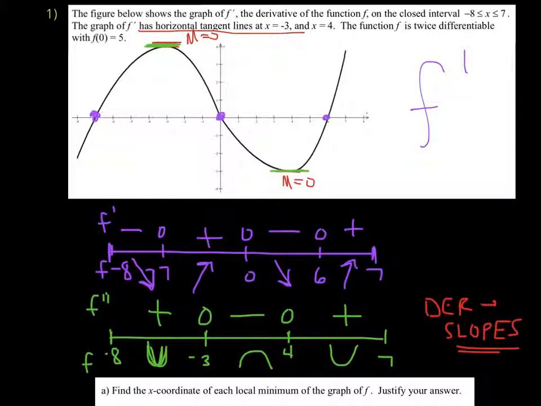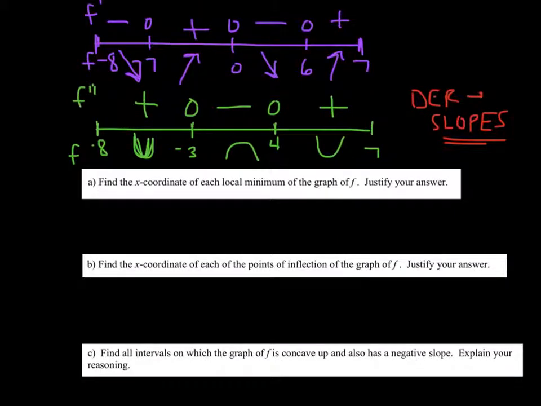Okay, so now that I have both of those sign charts, I should be able to answer a whole load of questions that the AP could throw at me. Okay, so the first question says, find the x-coordinate of each local minimum of the graph of f. Justify your answer. All right, so if I'm talking about minimums, I remember that was the first derivative. And what am I looking for? First derivative to change from negative to positive.